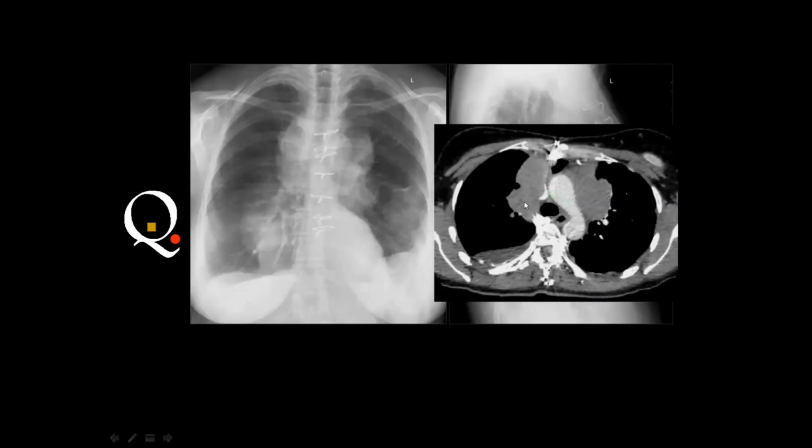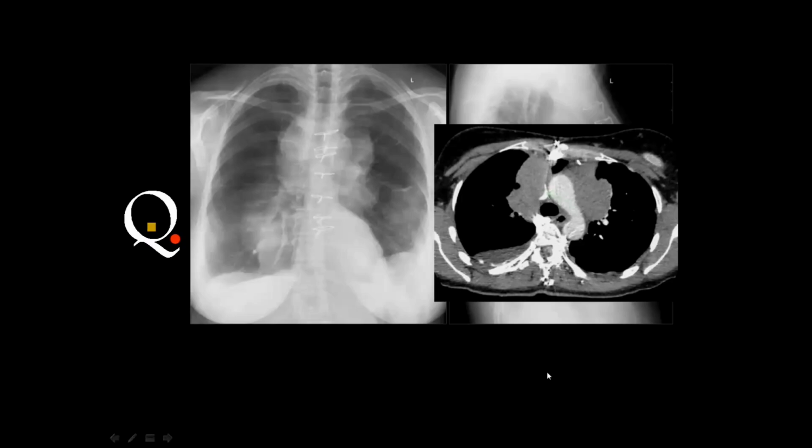You see two big masses on either side of the mediastinum, and also you should notice that one of these masses has invaded the superior vena cava. Then in such a condition, what do you think? Yes, thymoma is most likely.